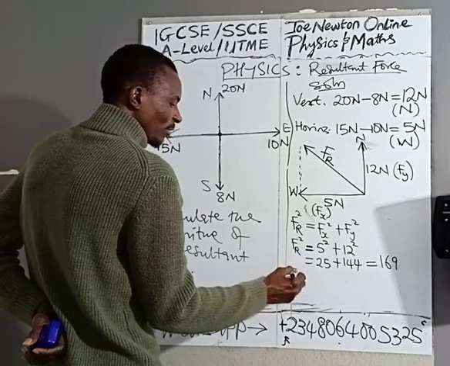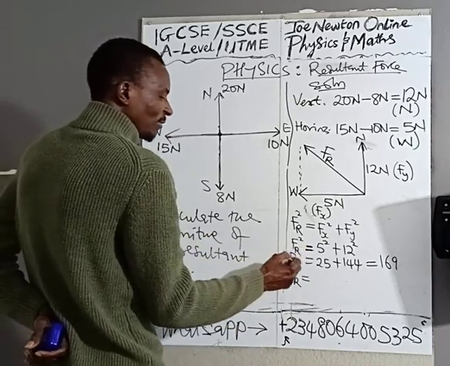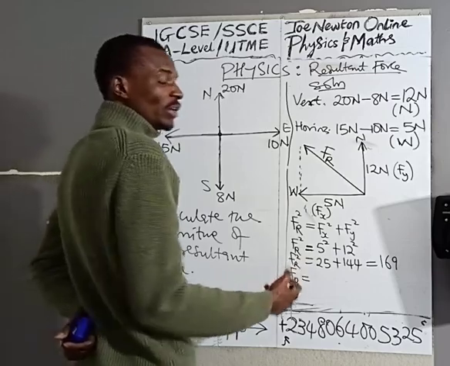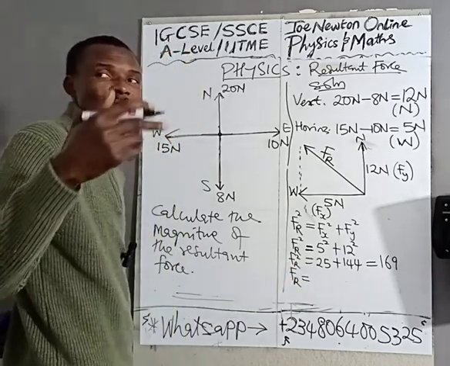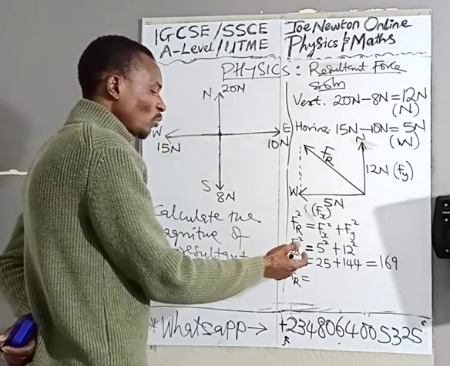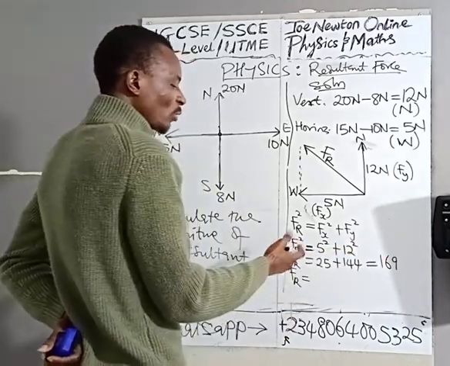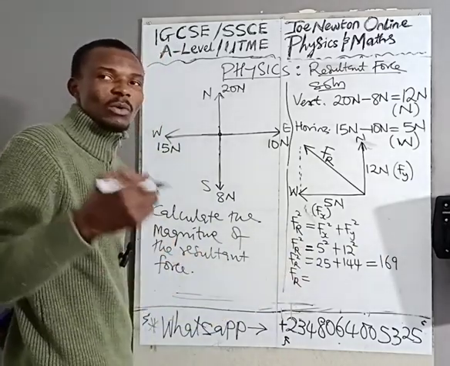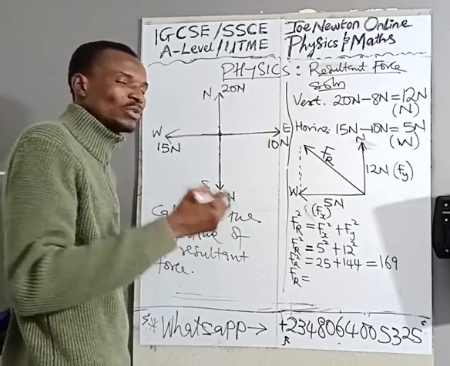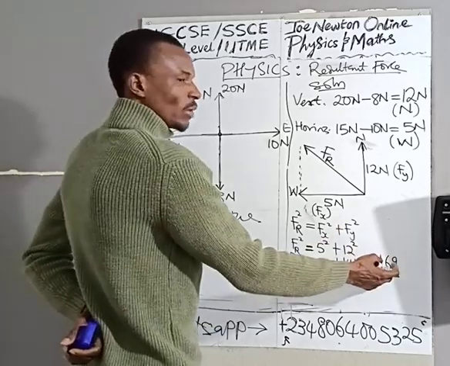So to get our F resultant now, because this is F resultant squared, you take the opposite of square, and the opposite of square is square root. You take the square root of both sides to remove this square here. When you take the square root of this, you get F resultant, which we are looking for, because we are not looking for F resultant squared. So you have to evaluate until you get F resultant itself.